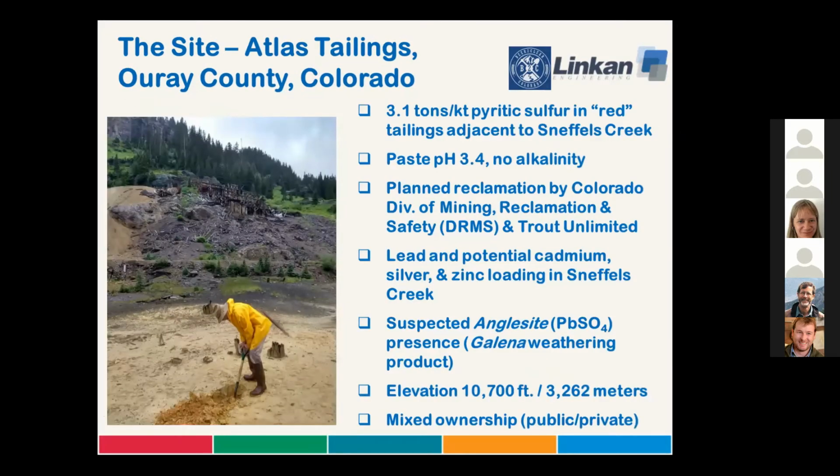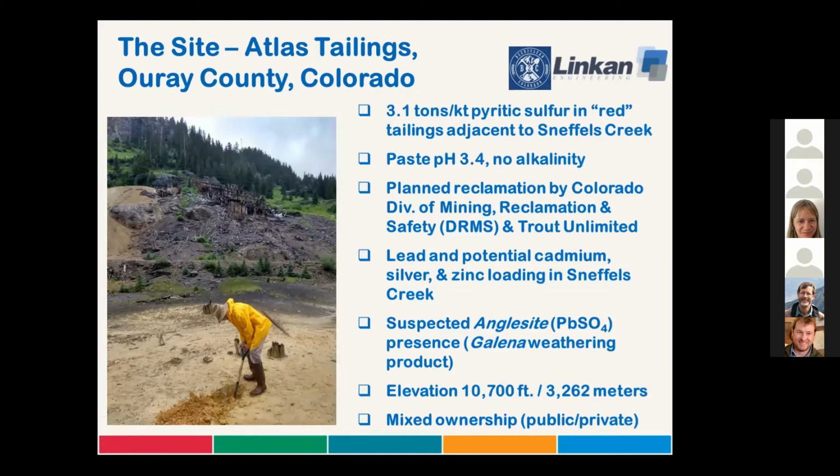There's about 24,000 cubic yards of tailings at this site. And the tailings only have about 3.1 tons of pyritic sulfur per kiloton. So that's only 0.31%, which isn't much. But because of the lack of alkalinity, the tailings have a base pH of 3.4 and exhibit elevated amounts of lead along with other heavy metals, including cadmium and silver.